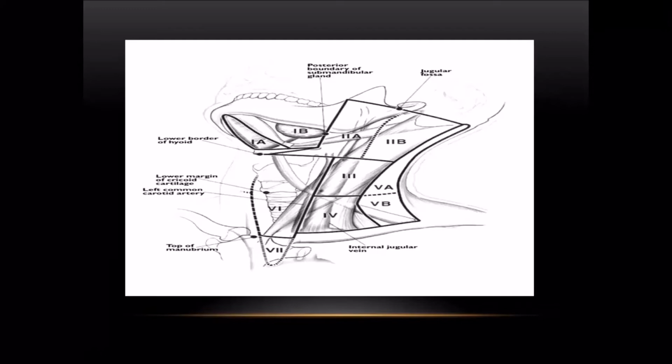The sublevel 1A is bounded by the anterior belly of contralateral digastric muscle, and the base is formed by the hyoid bone, and ipsilateral anterior belly of digastric muscle. And the sublevel 1B is bounded superiorly by the body of mandible, anteriorly by the ipsilateral anterior belly of digastric muscle, and posteriorly by the posterior belly of digastric muscle.